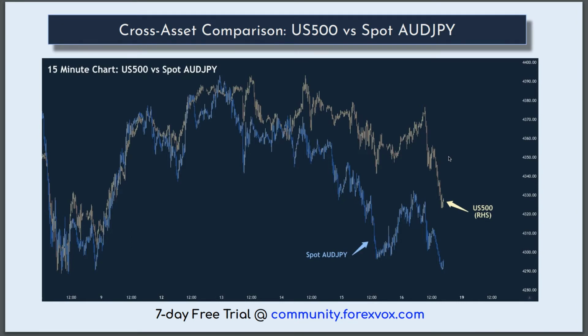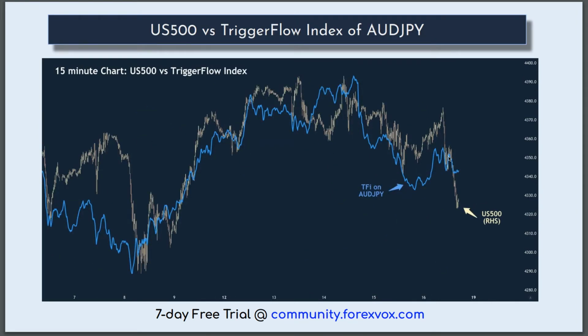So you can see the fit is quite good, with the Aussie yen coming off early relative to the equity markets. The next thing that we're going to be doing, we'll be looking at the TriggerFlow Index of the Aussie yen to gain information, if there is to be any, on the S&P 500 or the US 500. So here in the blue line is the TriggerFlow Index on the Aussie yen on the 15-minute chart. So as you can see, the fit is very good. Slight early uptick there, and it comes off at more of a pace than does the US 500. So that's the first blush at it, and you can see the fit is excellent.